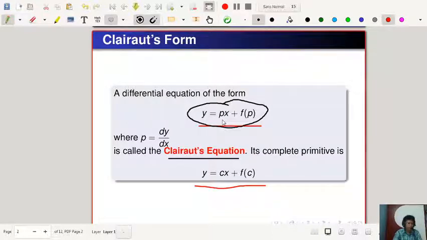Contrapositively, we may infer that if an ODE admits no singular solution, it can never be transformed to Clairaut's equation. Clear, everybody? However, we cannot say that if any first order ODE admits a singular solution, it is always transformable into Clairaut's form.